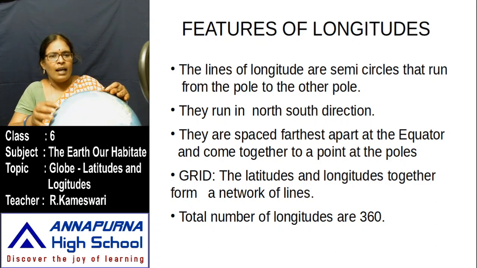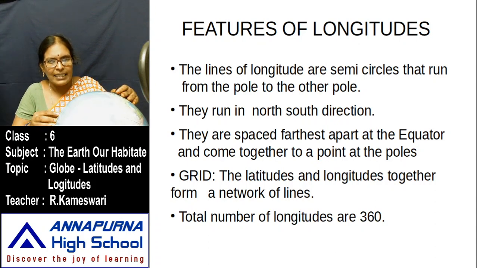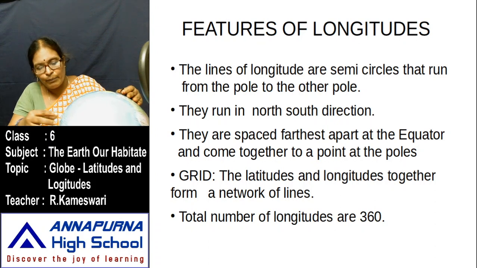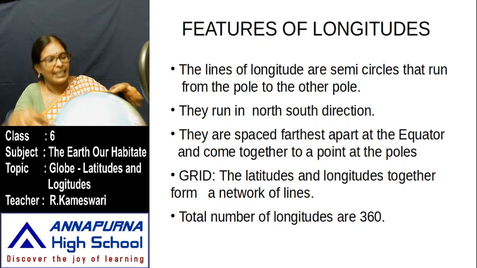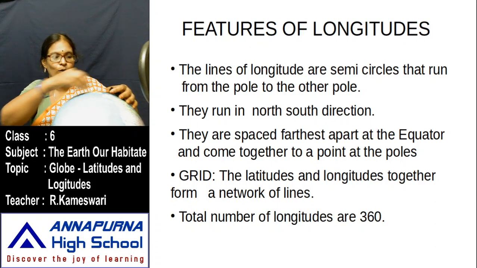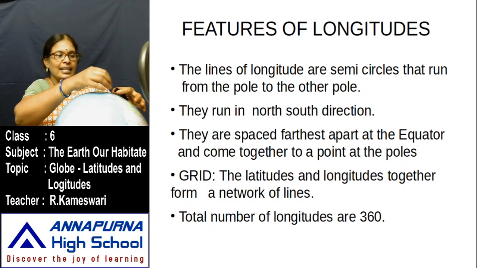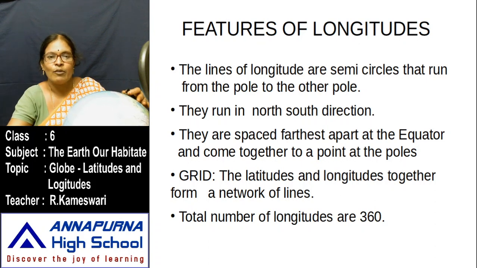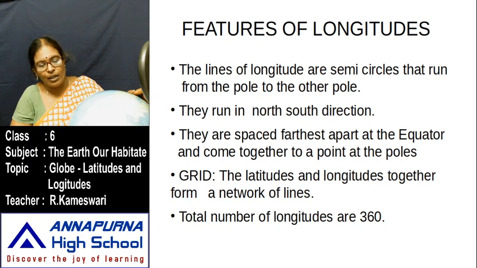See here, they are spread farthest apart at the equator and come together at a point at the poles. In the middle of the globe, the width is a little higher than at the poles. Here the lines at the poles are all connected to one another like dots, forming grids. The network of latitudes and longitudes is called a grid.